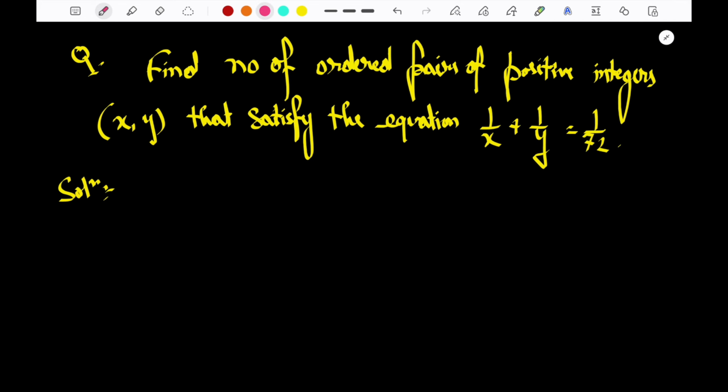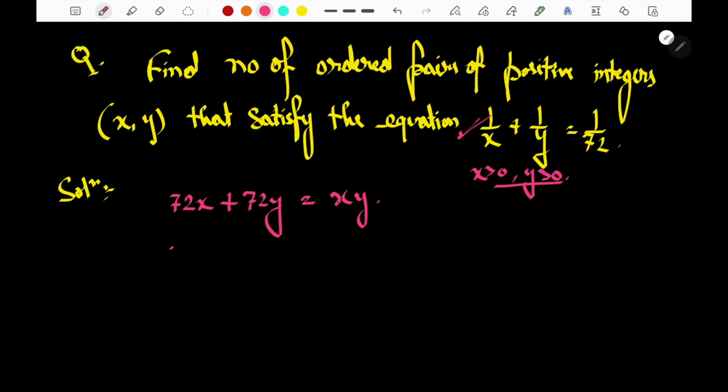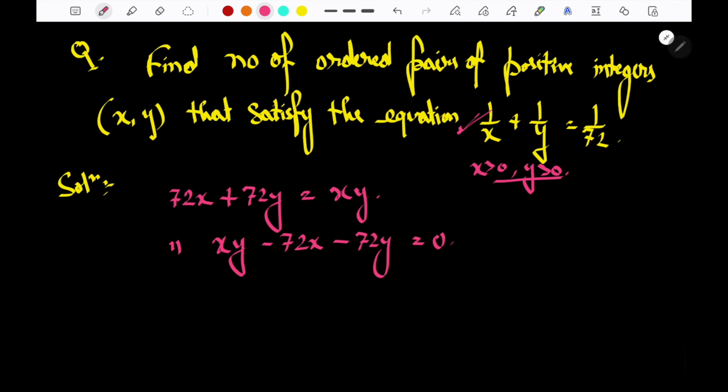For the solution part, think for yourself. Here x is greater than 0, y is greater than 0, so what can we do? We can manipulate this. I can take the LCM. So if I take the LCM, what will it look like? It will look like 72x plus 72y is equal to xy. So basically this can also be written as xy minus 72x minus 72y is equal to 0, which I can further manipulate.